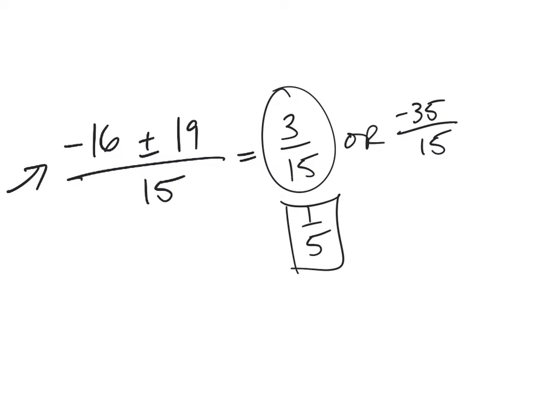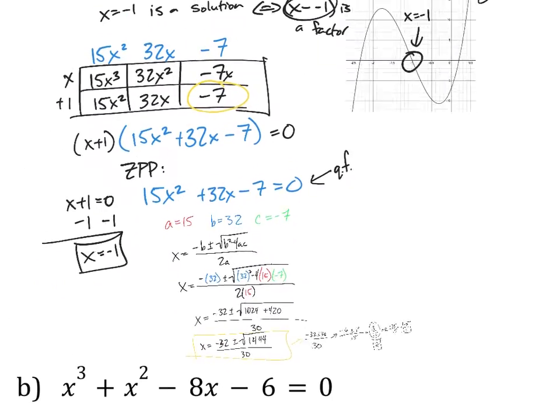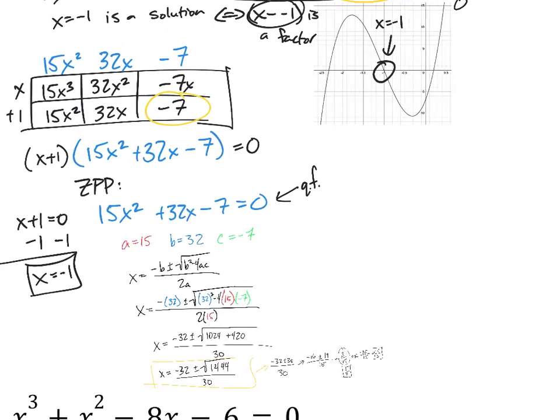Divide everything by 5, we get negative 7 over 3. Negative 7/3, that's good. Okay, so let's circle our answers again here. We have answers that say x equals negative 1, x equals 1/5, and x equals negative 7/3.